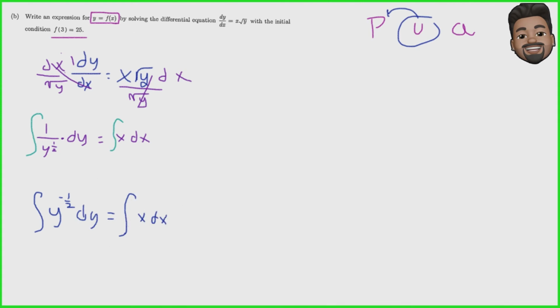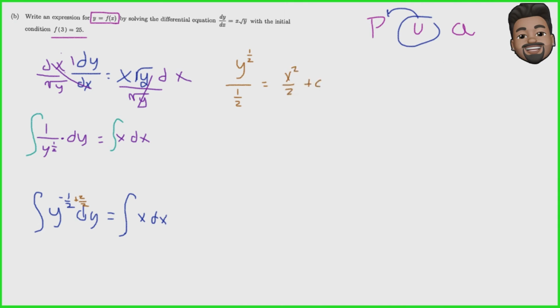Now we can take our antiderivative. So let's go ahead and do that. Well, we're going to do this one over here first. We're going to add 1 to the exponent because we're taking the antiderivative. So this is going to become 1/2, and then we have to divide by it. So this is going to become y to the 1/2 divided by 1/2 is equal to, now this is going to become x squared over 2 plus C.